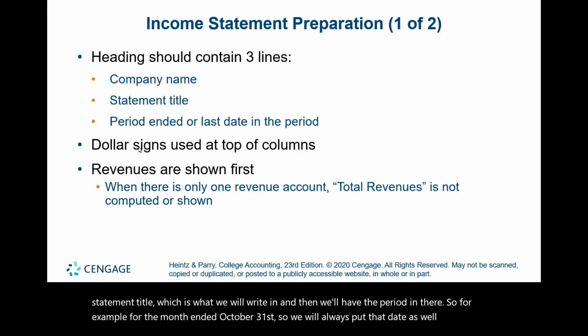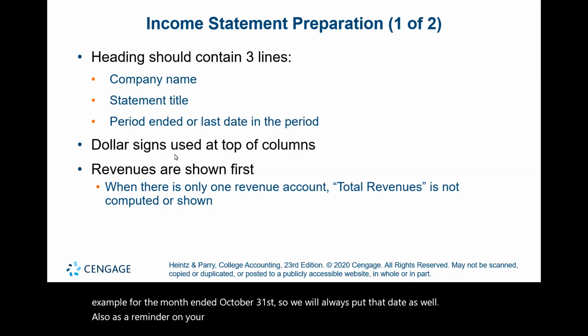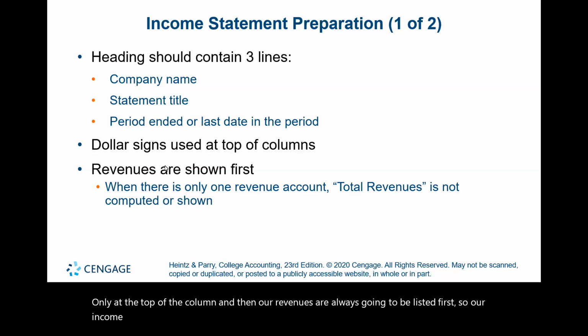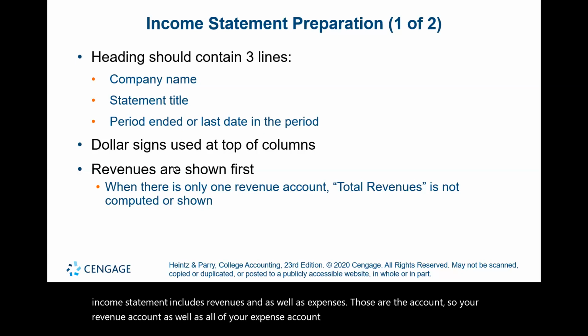Also, as a reminder on your income statement, dollar signs: we always begin our dollar signs at the top of the column, only at the top of the column. And then our revenues are always going to be listed first. So our income statement includes revenues as well as expenses. Those are the accounts. So your revenue account as well as all of your expense accounts is what your income statement is going to show.